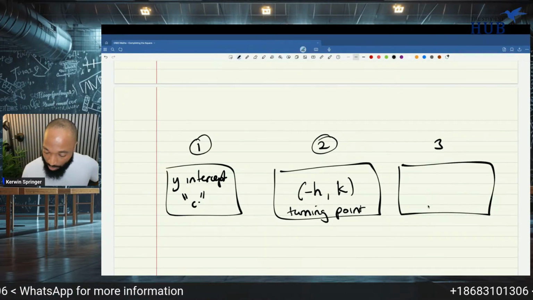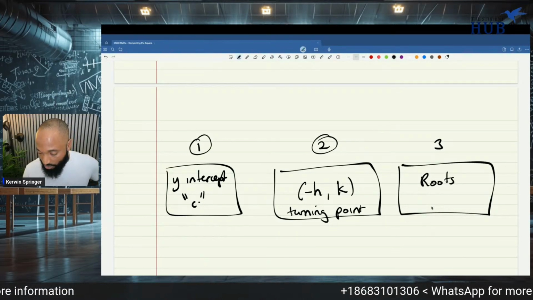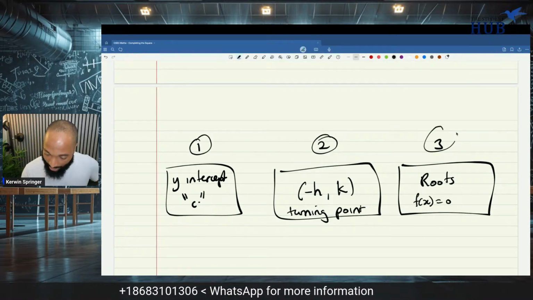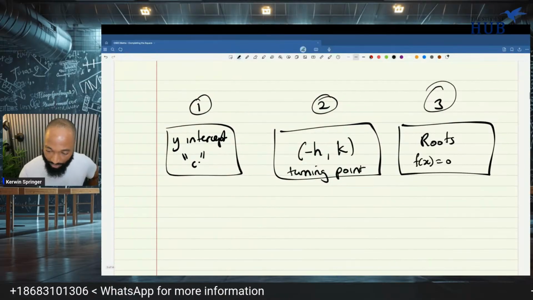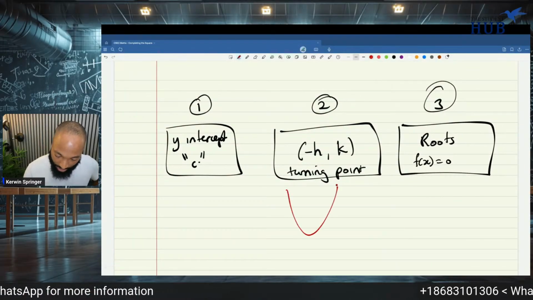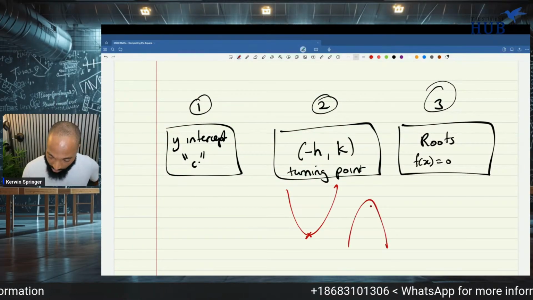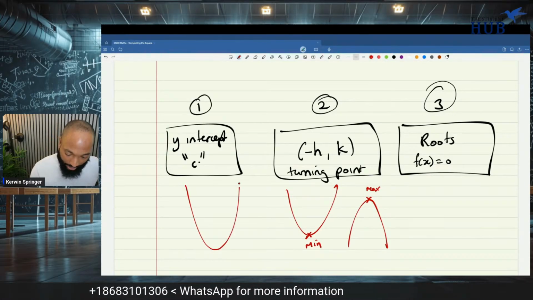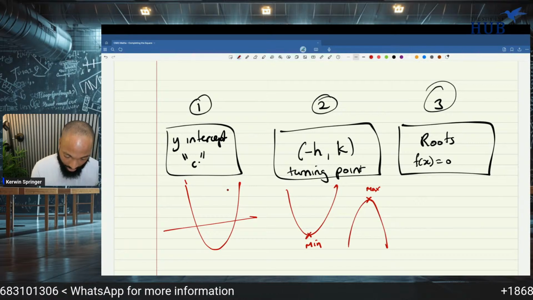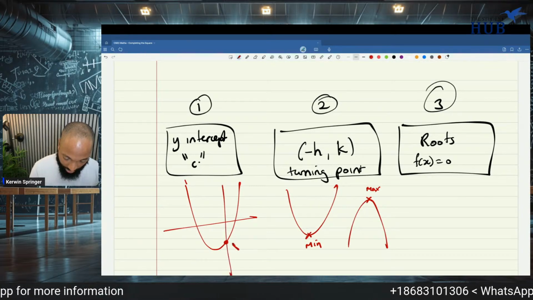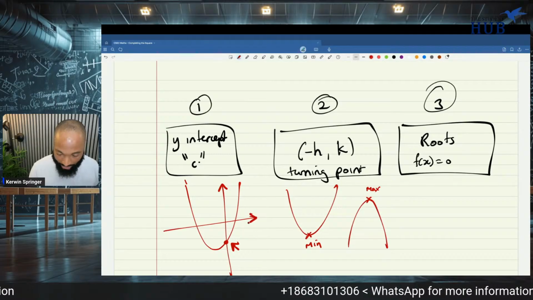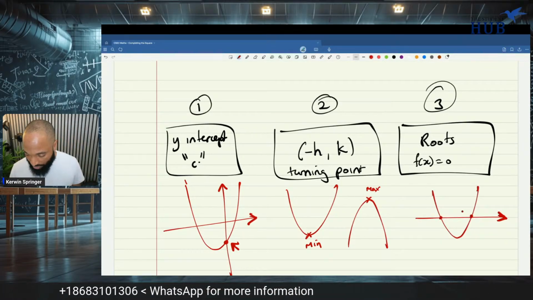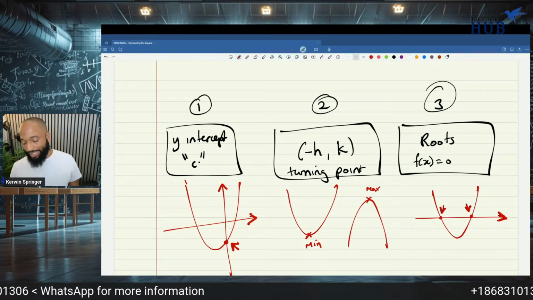Or you can be asked about the roots. The roots is what you get when you solve f of x equal to 0, also known as the x-intercepts. So on a graph, the turning point would be this point here, or this point here, a maximum or minimum. On a graph, the y-intercept will be this point here, where it intercepts the y-axis. On a graph, the roots will be these points here, 2 points actually, where it intercepts the x-axis.